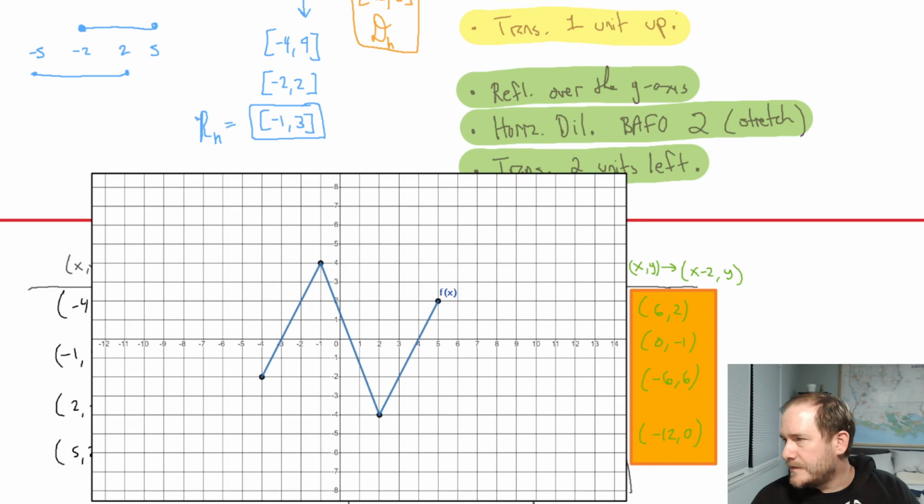So I'm going to do that. (6, 2), that's right there. (0, -1), that's right there. (-6, 6), that's right there. And (-12, 0) is right there. All right, and then you just connect the dots and pray that you did it right.